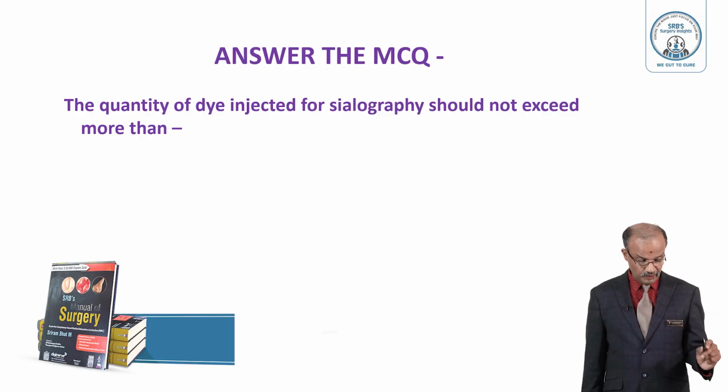Dear students, we will discuss an operative procedure which is done to correct the complication of a surgery. So remember, surgery is done, complication has occurred. To correct that, one more procedure is done. So before discussing that, we'll just go through the MCQs.